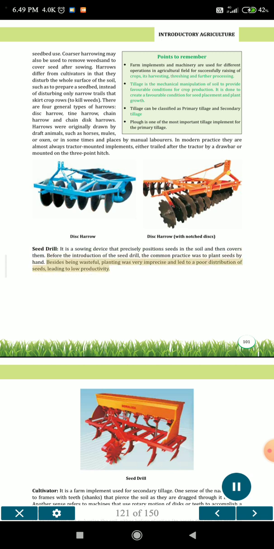Besides being wasteful, planting was very imprecise and led to a poor distribution of seeds, leading to low productivity. Points to remember. Farm implements and machinery are used for different operations in agricultural field for successfully raising of crops, its harvesting, threshing and further processing.